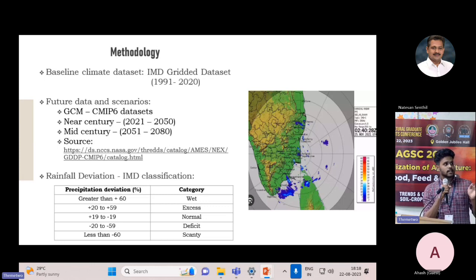The rainfall deviation classification is: when the rainfall exceeds normal by greater than 60%, it is called a wet year; 20 to 59% is an excess year; plus or minus 19% is a normal year; minus 20 to minus 59% is a deficit year; and less than minus 60% is a scanty year.